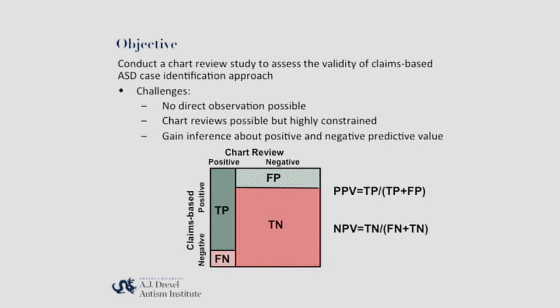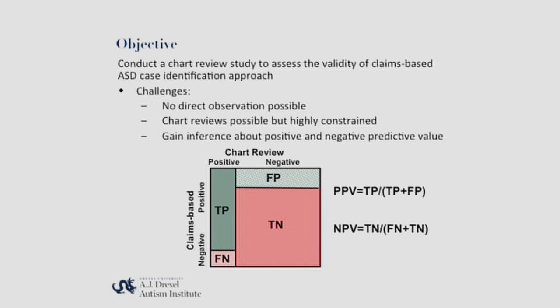We also wanted to go about this to gain information about the positive and negative predictive value of a claims-based diagnosis. So when we think about positive predictive value, what we're talking about is if we identify a child through some claims-based algorithm, and it could be just the presence of one diagnostic code, we want to know what proportion of those kids that we identify through the claims-based algorithm are confirmed as having autism through our gold standard, the medical chart review.